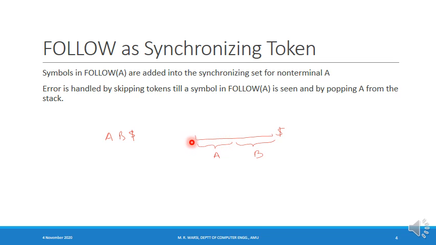In order to eliminate this, I must look for the symbol which is there in the follow of capital A. I have already said that the symbols which are there in the first of capital B will be there in the follow of capital A. So follow of capital A will act as a synchronizing token in this particular situation. So in order to recover from the error, I will look for the symbol which is there in the follow of capital A, and that will be acting as a synchronizing token.